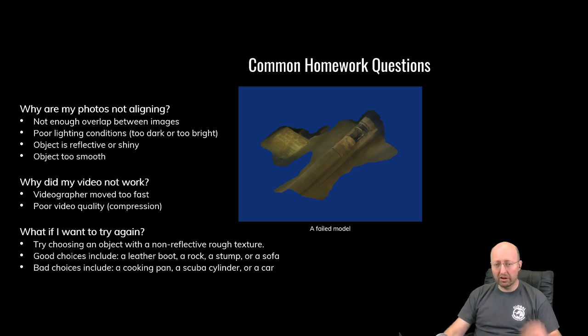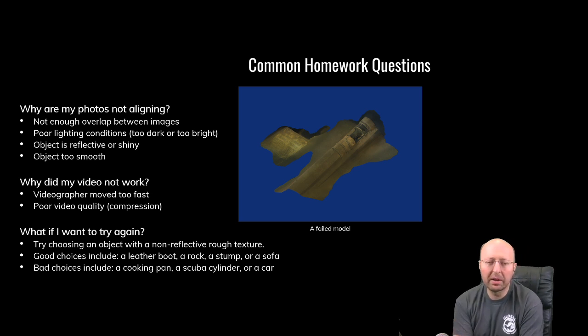So what can we do? Well, we can try again. You can always try taking more photos or taking photos from different angles. You can try picking a different object that has more texture or is less reflective. We've said before, things that are good are kind of organic things, so rocks, a leather boot, a stump, a sofa. Anything with text on is pretty good because the text can come out as texture that it will find. Bad choices are reflective things, so cooking pans, scuba cylinders, cars, and that kind of thing.